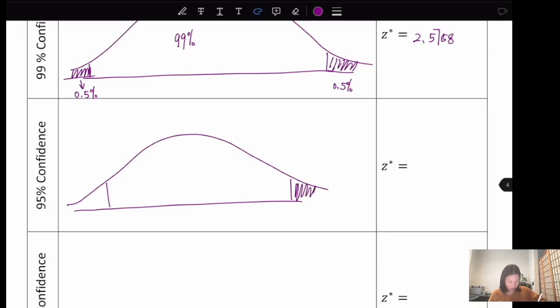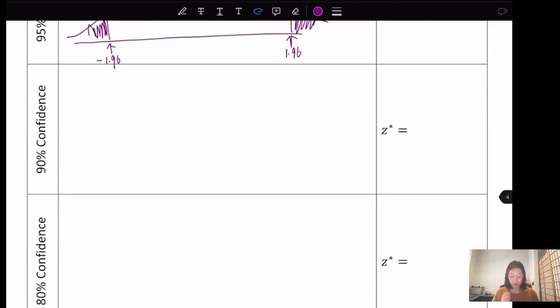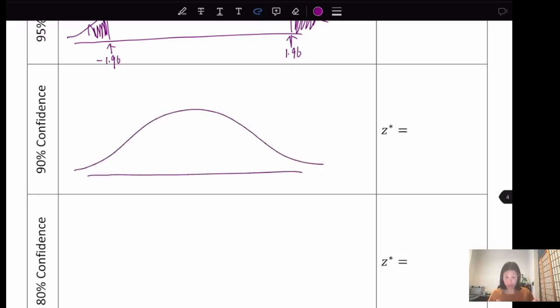Similarly to the 95% confidence interval we did earlier, the cutoff value in here is 1.96. This is 1.96 below the mean, so it's plus or minus 1.96. Please pause the video and try to find the z-score for a 90% confidence interval and an 80% confidence interval. Because in the test, if you forget, you can still find it by yourself through GeoGebra.